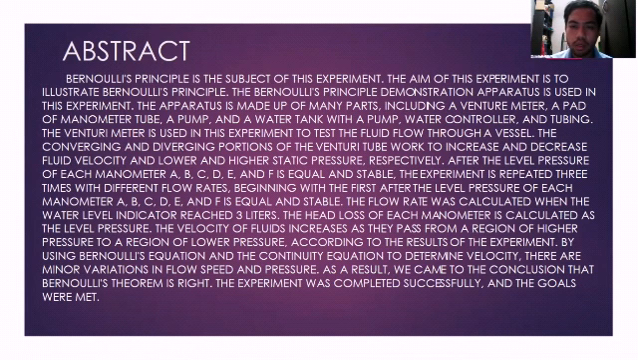higher static pressure, respectively. After the level pressure of each manometer A, B, C, D, E, and F is equal and stable, the experiment is repeated 3 times with different flow rates, beginning with the first after the level pressure of each manometer A, B, C, D, E, and F is equal and stable. The flow rate was calculated when the water level indicator reached 3 liters. The head loss of each manometer is calculated as the level pressure.